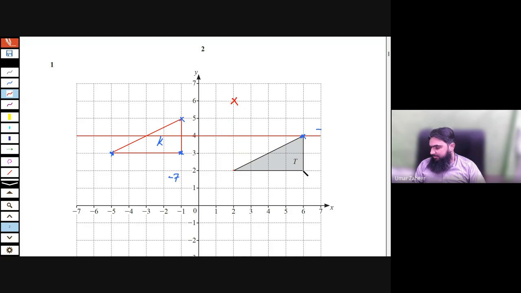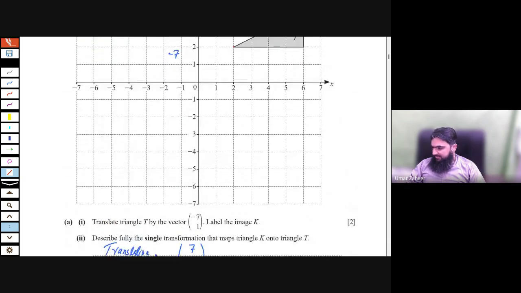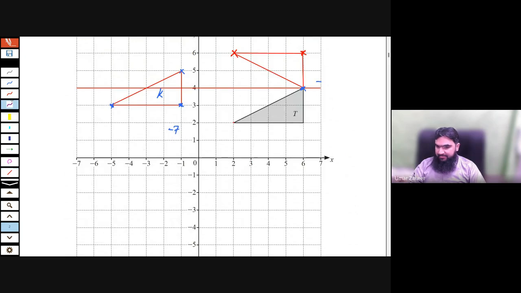In the same way, this point will be 1, 2, and 1, 2. Because we know that the perpendicular distance from the object and the image to the line of reflection is always equal. So this point is going to be reflected here. Now let's join the points. So we will get the reflection in y = 4 of triangle T. This is our B part.